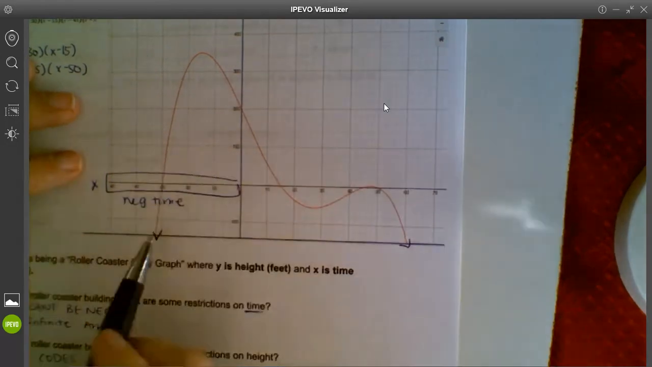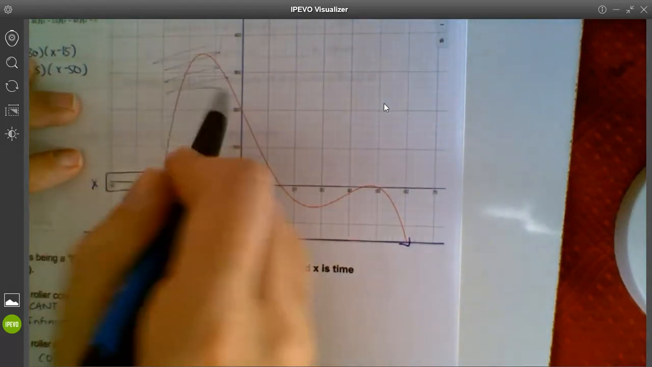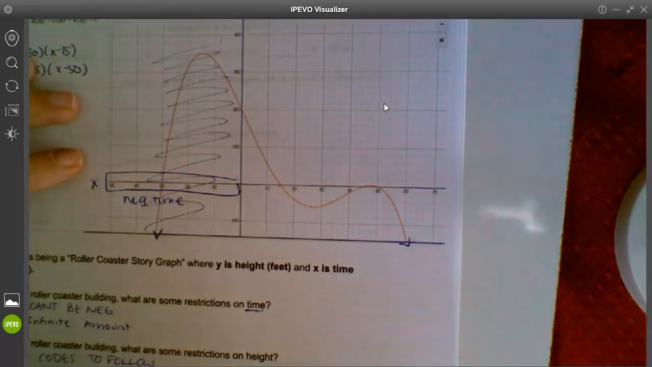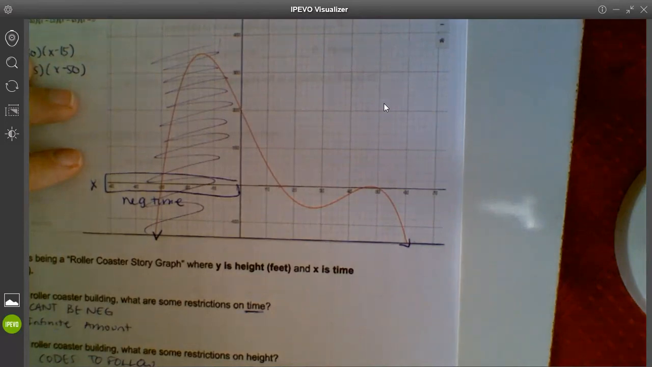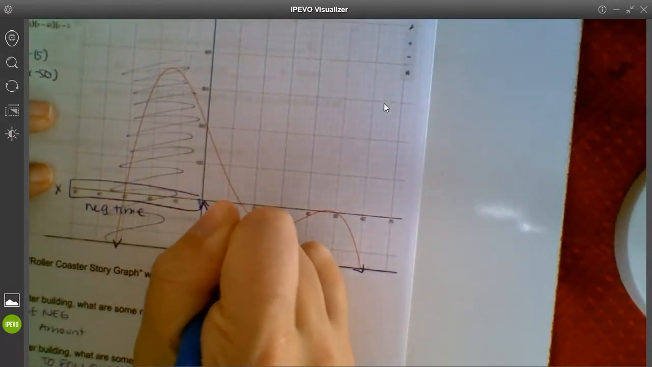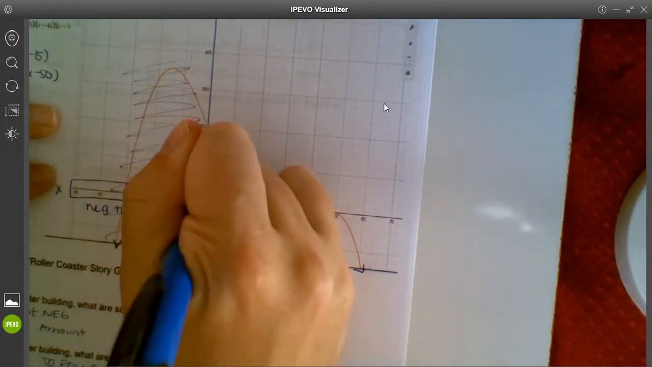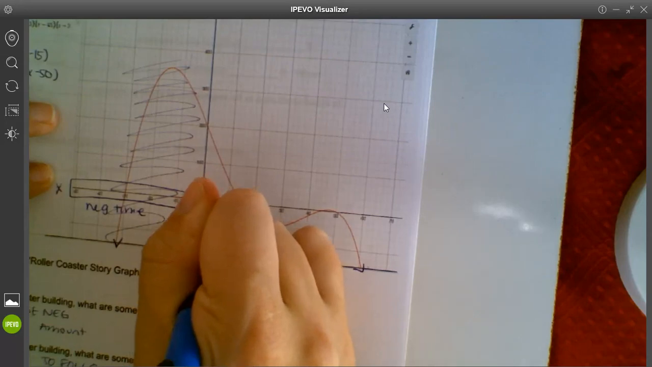And I know we can't have negative time, so I know that this whole part of the polynomial can't represent a roller coaster. And I know that this is when time is 0. So this is where we must start our roller coaster start time.